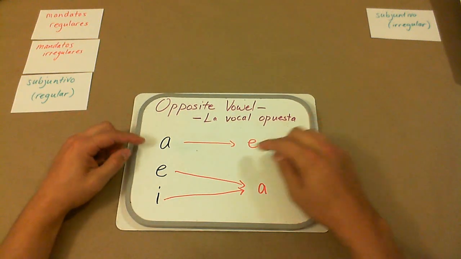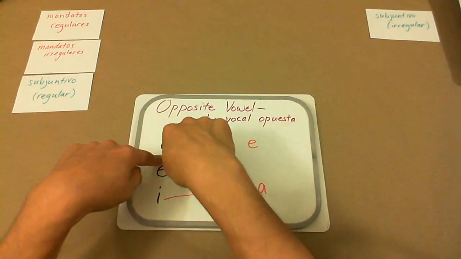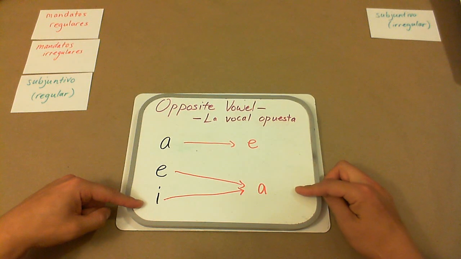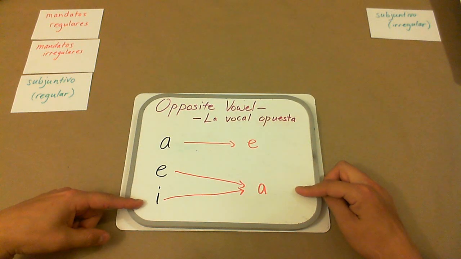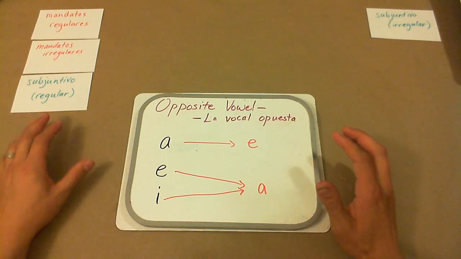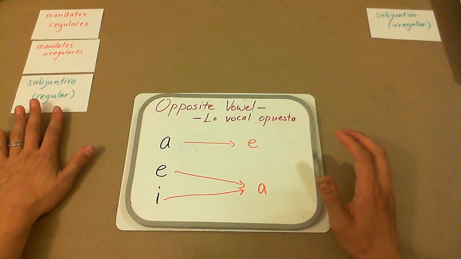We talked about this opposite vowel concept, that the opposite of a is e, the opposite of e is a, and the opposite of i is also a. It doesn't really help you very much. That's sort of the technical aspect of it. But first we need to understand what subjuntivo is.